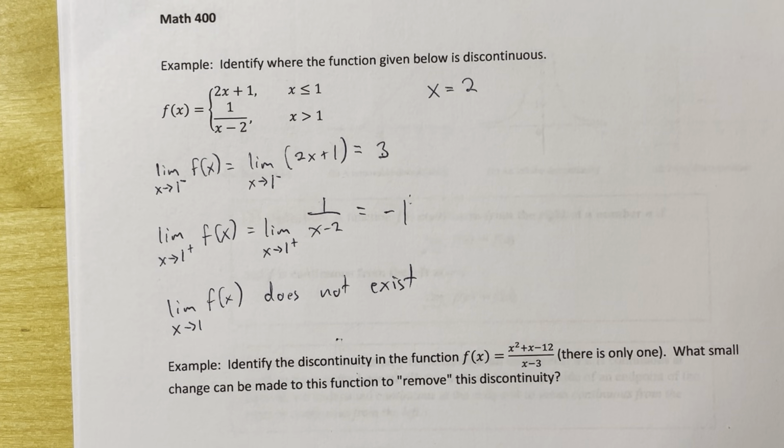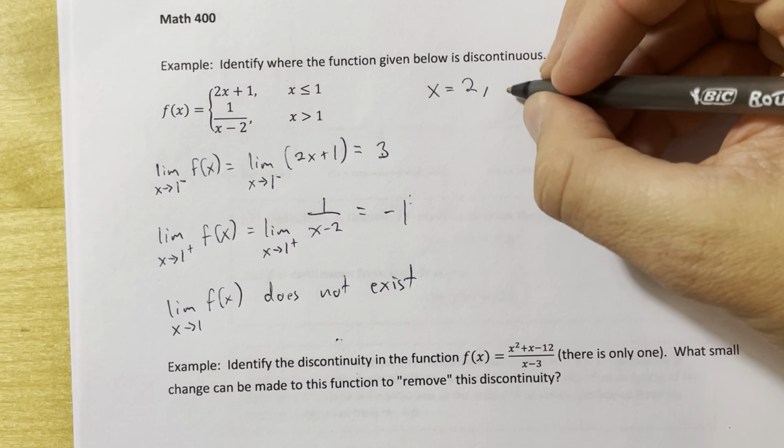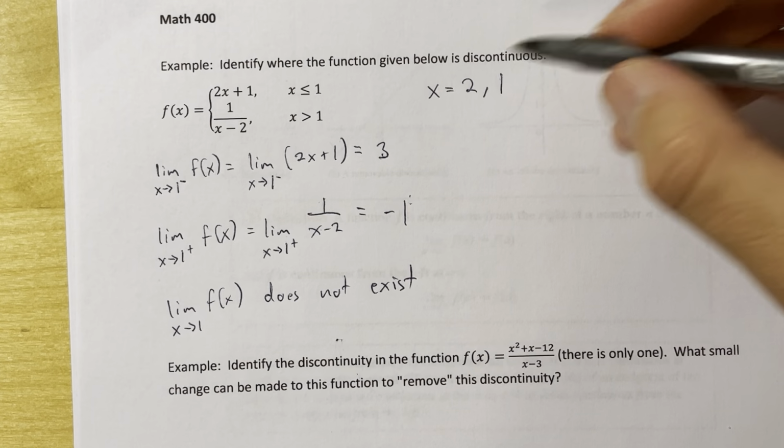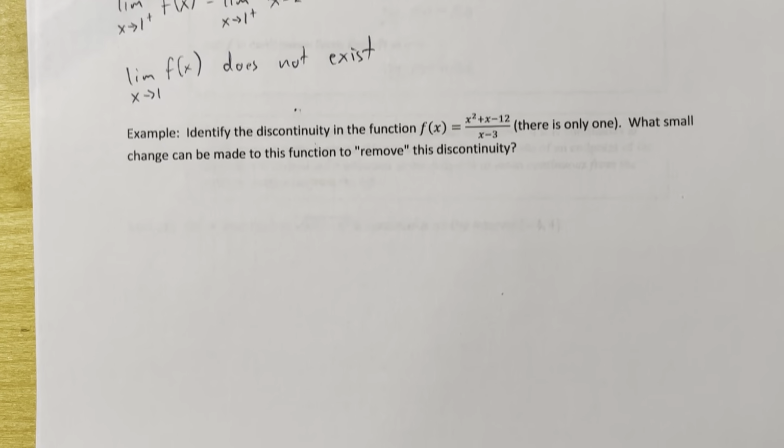Remember, if that limit doesn't exist, then we can't even talk about continuity there. We would say that it's not continuous or discontinuous. So we have discontinuities when x is equal to 2 or 1. There are no other places where we would find a discontinuity, so that's all of them.